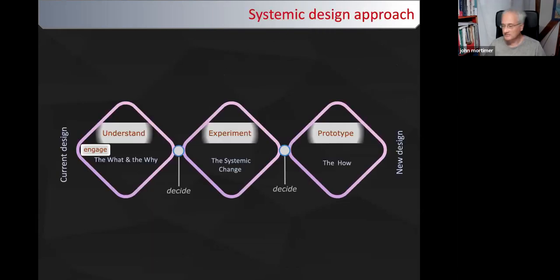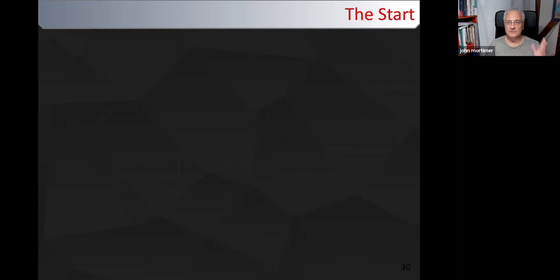This is the design approach that I use, and I will give you a link to the detail of this at the end of this slideshow. I call it the triple diamond, and it is based on systems thinking and design. The first element of it is understand. So let's start with this organization.